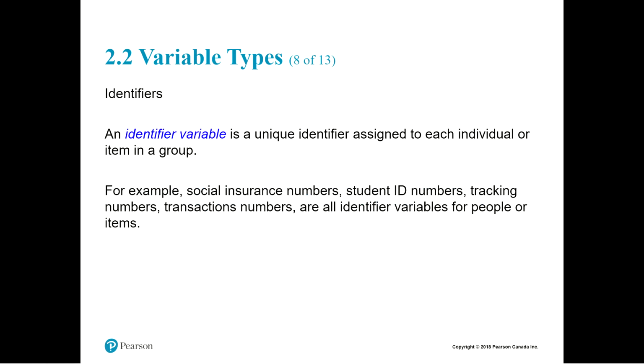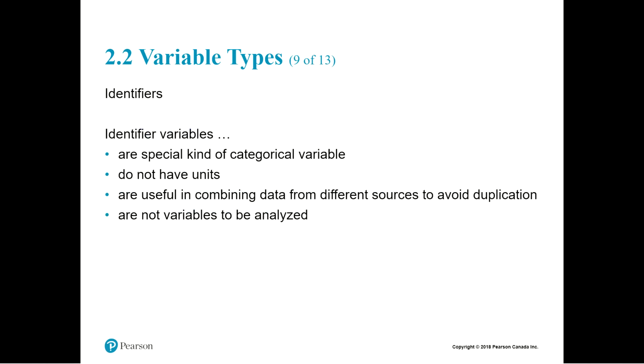Now, we also have, when we come to variable types, identifiers. An identifier variable is a unique identifier assigned to each individual or item in a group. For example, social insurance numbers, student ID numbers, tracking numbers, and so on. Identifier variables are a special kind of categorical variable. They do not have units, are useful in combining data from different sources to avoid duplication, and are not variables to be analyzed.